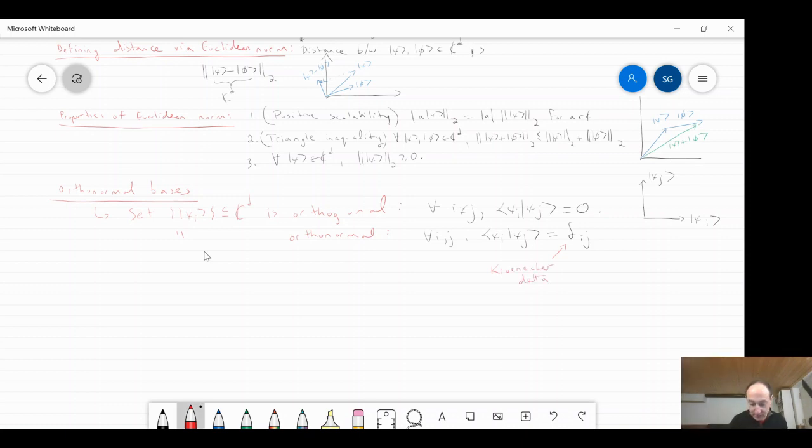Okay, and what does this thing do? It's just a very simple function. It's defined like this. Okay, so this thing is either going to be 1 if i equals j, or it's 0 if i is not equal to j. That's all the Kronecker delta function says.